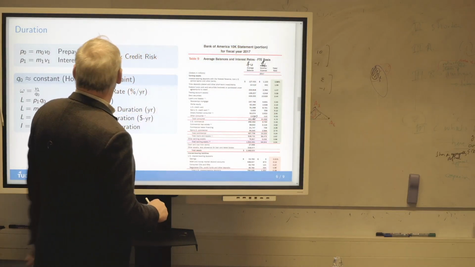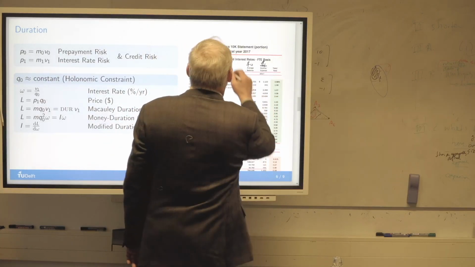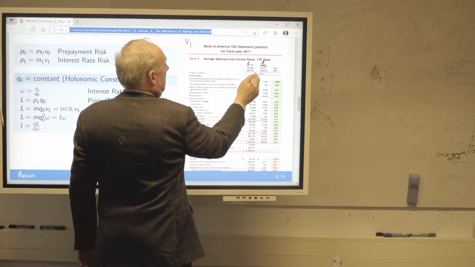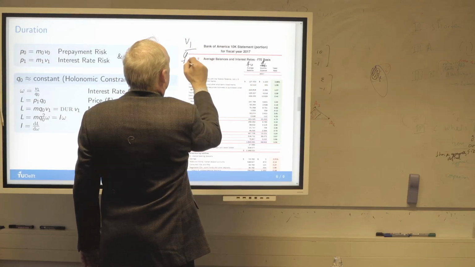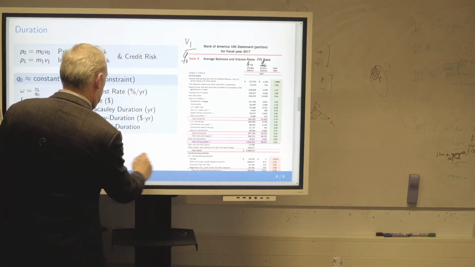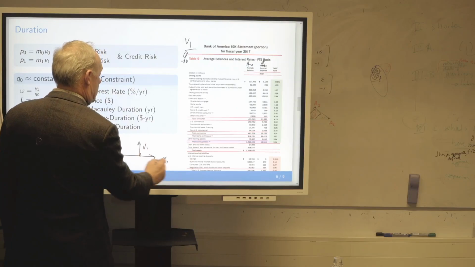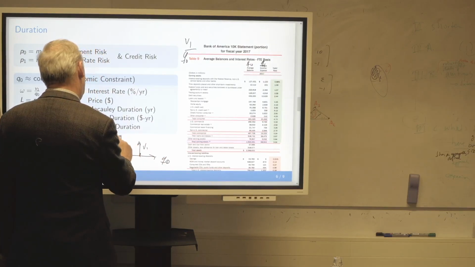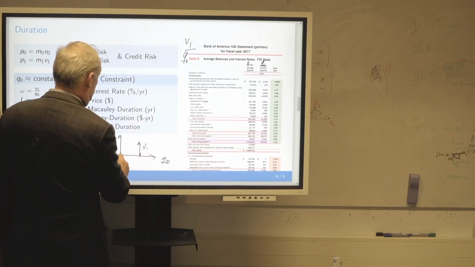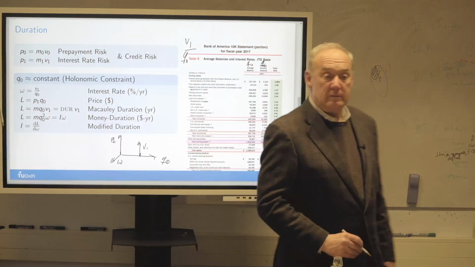So what they're doing here, you can see, is they're taking this V1 and dividing it by Q0. So you take this V1, here is Q0, and you're dividing this by Q0. And what do you get? Well, you get the angular velocity, right?